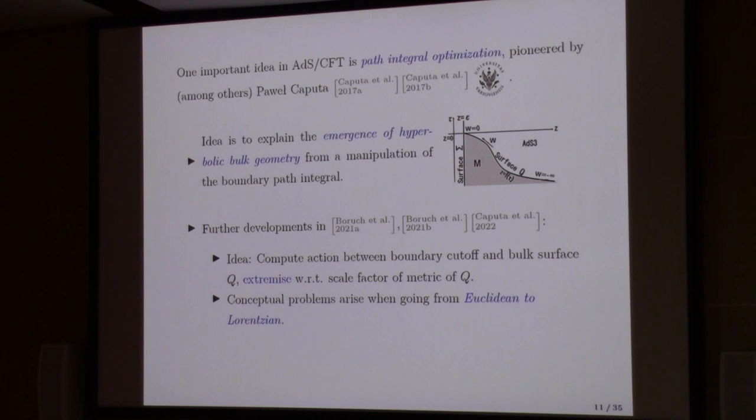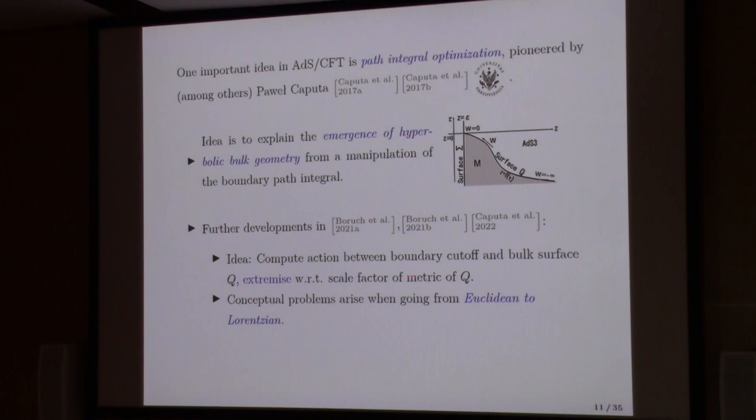And Paweł helped to invent this, and he continued exploring this idea more and more over recent years, including with his group and his students in Warsaw. They had some further developments quite recently, where they looked at the action between the boundary cutoff surface, which would be here, and the bulk surface, Q, which would be here. So the space dimension M is what they want to look at, and then calculate the value and maximize with respect to the scale factor of the metric of Q. That's the kind of thing they looked at in these papers. And then, unfortunately, there were some conceptual problems persisting concerning the switch from the Euclidean to the Lorentzian case.